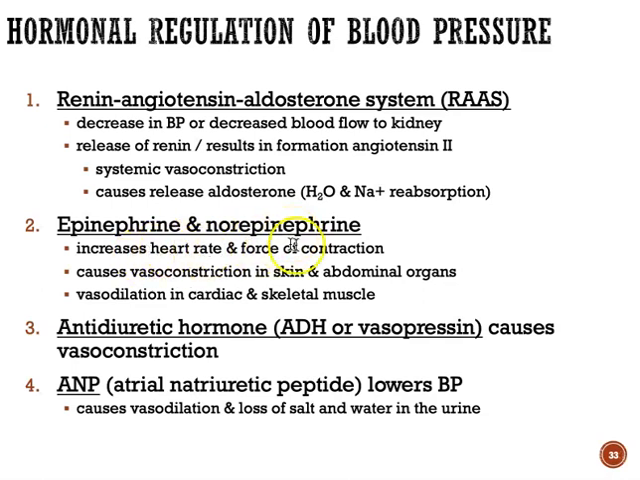So it increases our heart rate as well as the contractions. It can also cause vasoconstriction in the skin and abdominal organs. Again, it's preferentially going to send blood to our muscles. So there's going to be vasodilation in the cardiac muscles as well as skeletal muscles. As the heart has to work faster, it also needs more oxygen and nutrients itself.